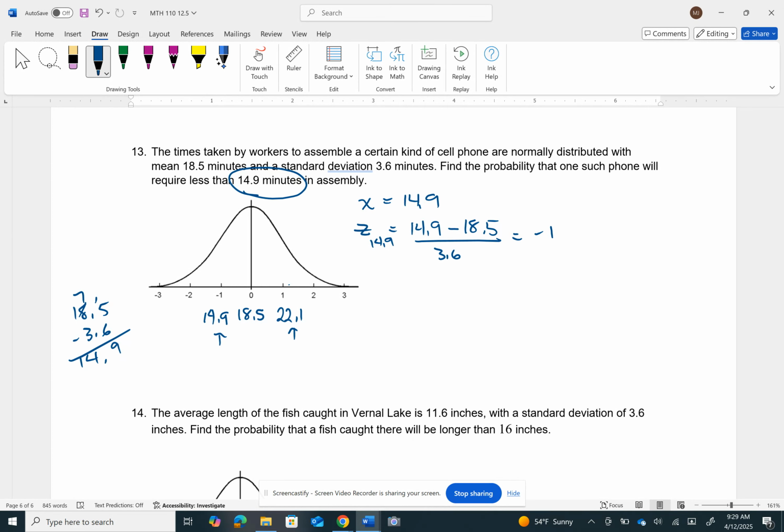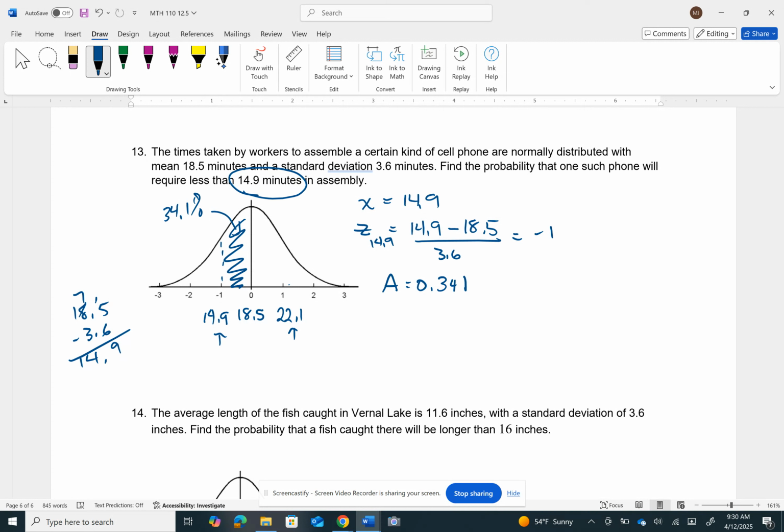Okay. Now, if we go to our table where there's a 1 in the table, the A that's matched up with that is actually 0.341. So that means the table always gives you from your z-score to the mean. So that means here would be 34.1% of the data values.